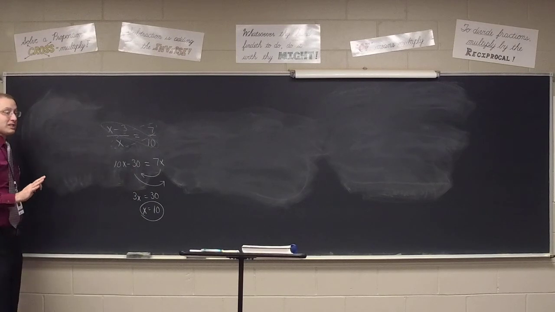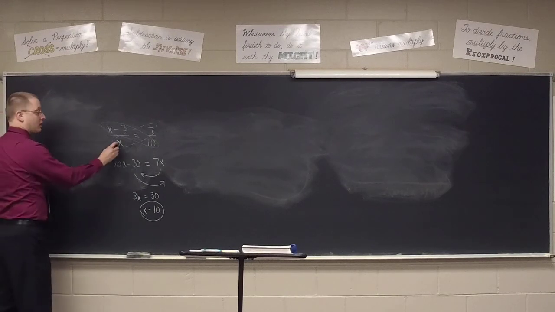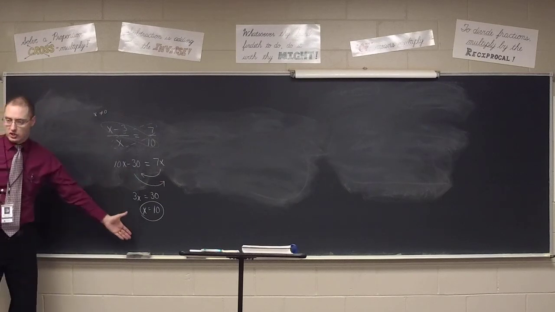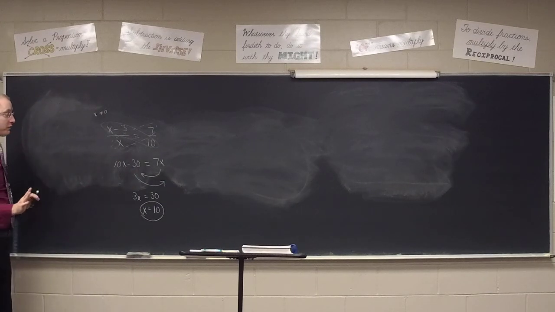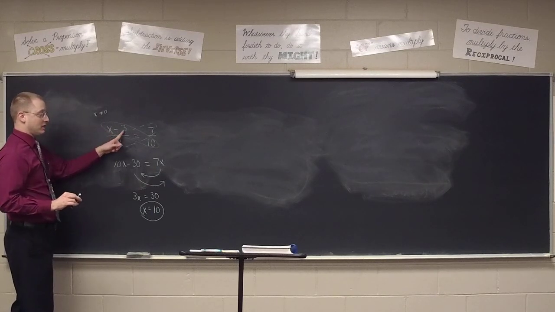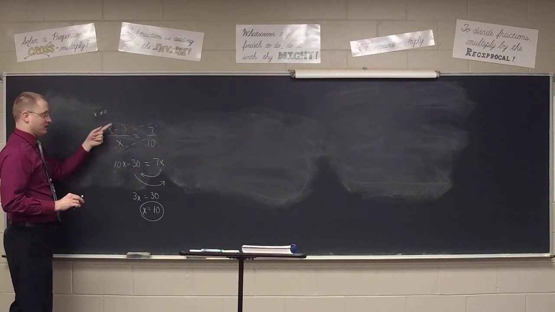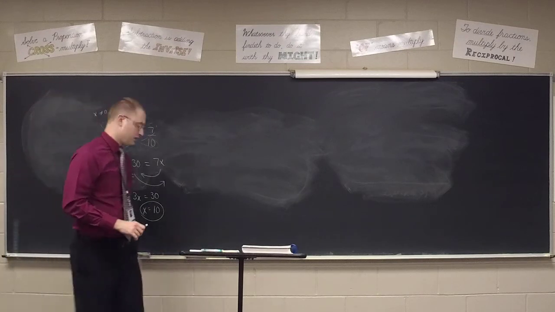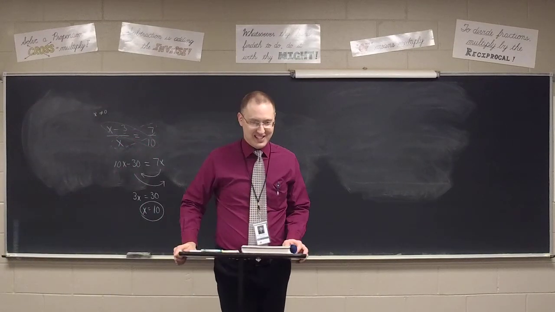Now, there was something x was not permitted to be. X could not be 0. X isn't 0. It's 10. We're good. If you wanted to check it, you could, and it's almost insulting how it comes out. 10 minus 3? 7. Over 10. Is 7 over 10 the same as 7 over 10? Yeah. Anyway, questions on number 6.